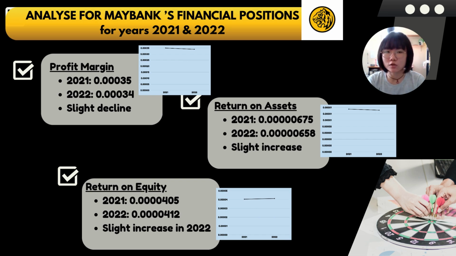0.000675% to 0.00058%, suggesting a minimal change in asset efficiency. On the other hand, the return on equity showed a small improvement from 0.00405% to 0.00412%, reflecting a slightly better return to shareholders. Overall, Maybank maintained a steady profitability with only marginal changes.